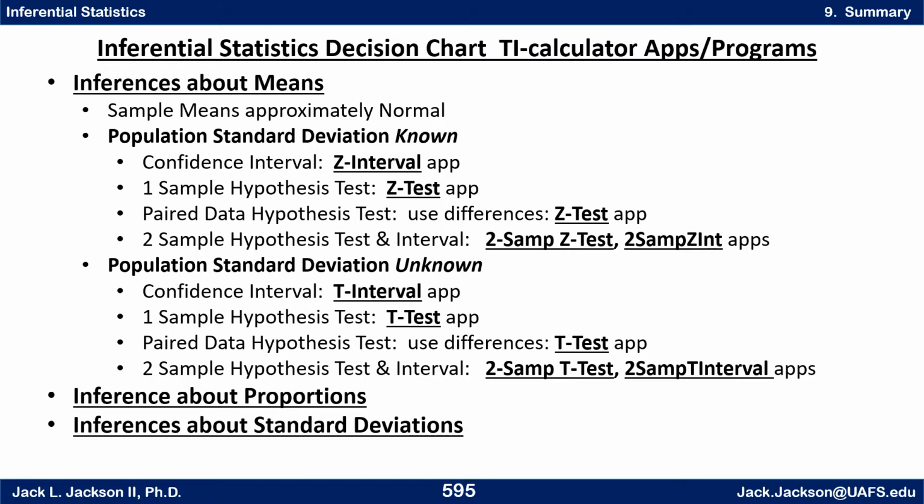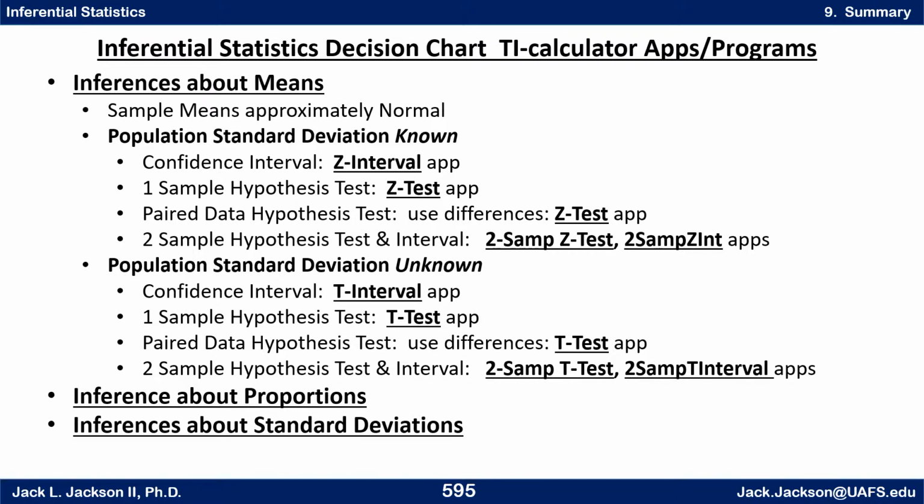For the inferences about the means that we've done, all the sample means have to be approximately normal. If they're not, then you have to use some non-parametric methods that we haven't studied yet this semester. If the population standard deviation is known, then we're going to be using the Z distribution, or standard normal distribution. If the population standard deviation is unknown, we'll be using a T distribution.